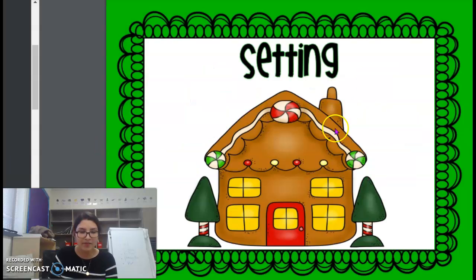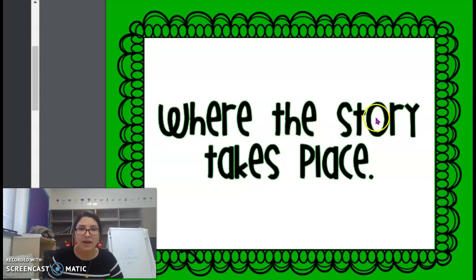Now let's talk about the setting of the story. Setting. Give you a moment to think back to the story yesterday, the setting. What do you think it was? Now I have the book in front of me, so I'm just going back through, reviewing it. Okay, setting. Where the story takes place. Not just where, but also when. Where and when the story takes place.